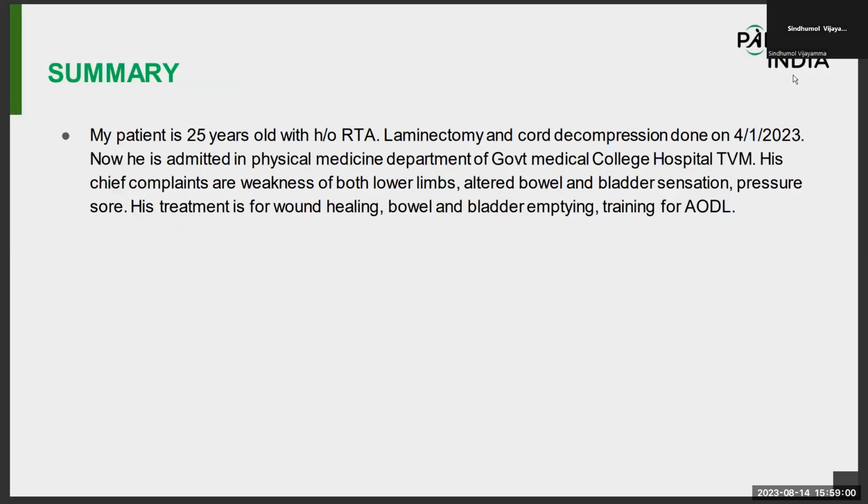A patient 25 years old with a history of RTA, laminectomy, and cord decompression done. Now he is admitted in the physical medicine department of Government Medical College Trivandrum. Chief complaints are weakness of both lower limbs, altered bowel and bladder sensation, pressure sore. His treatment is for wound healing, bowel and bladder emptying, and training in activities of daily living.